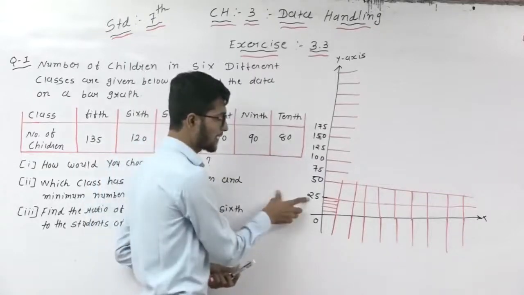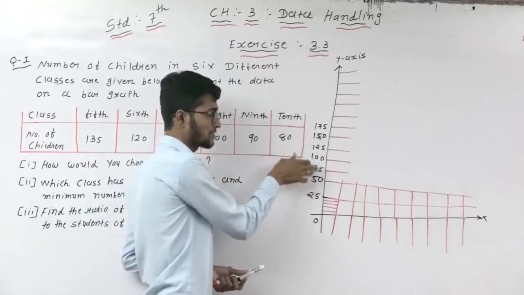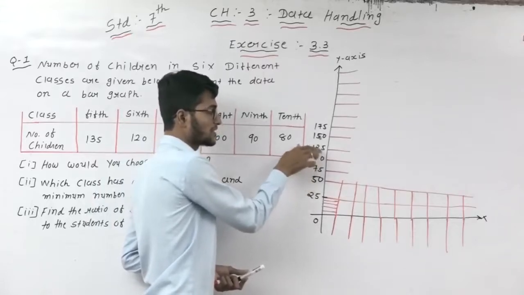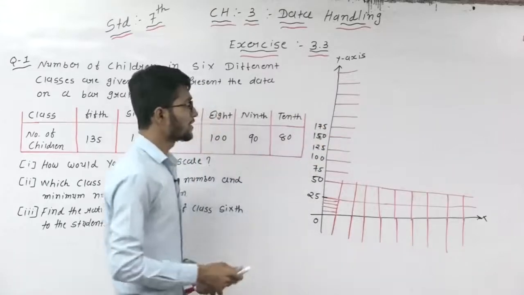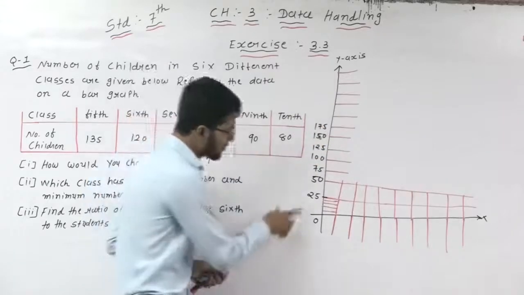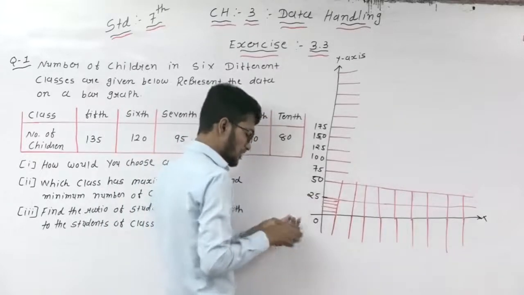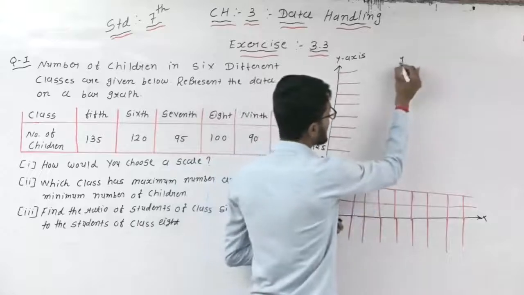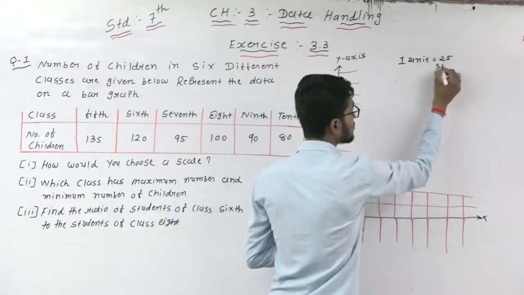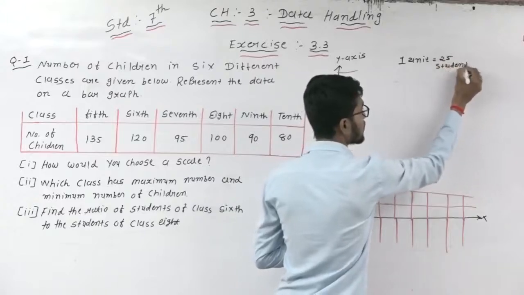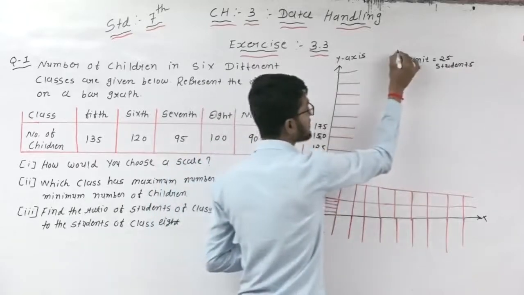See dear students, 25 to 25 difference means 50, 50 to 25 difference means 75, 75 to 25 difference means 100, 100 to 25 difference means 125. Between each there is a 25 difference. So our scale is equal to, write down, 1 unit is equal to 25 students. This one is our scale.